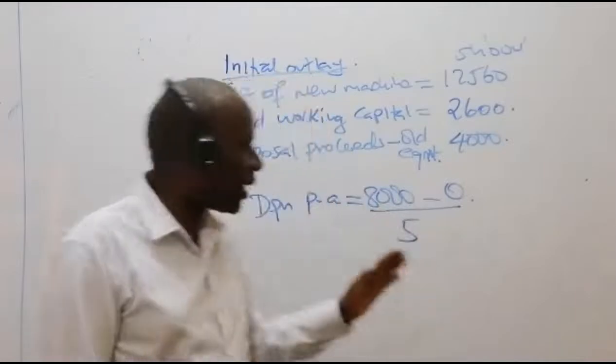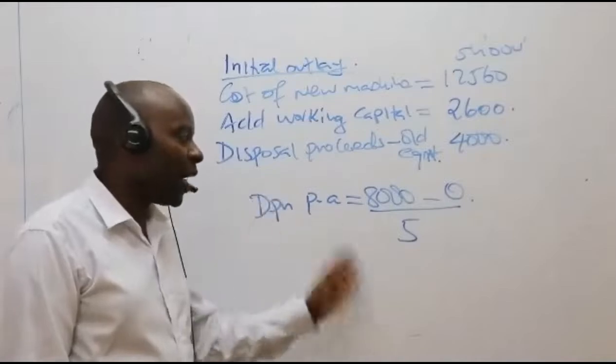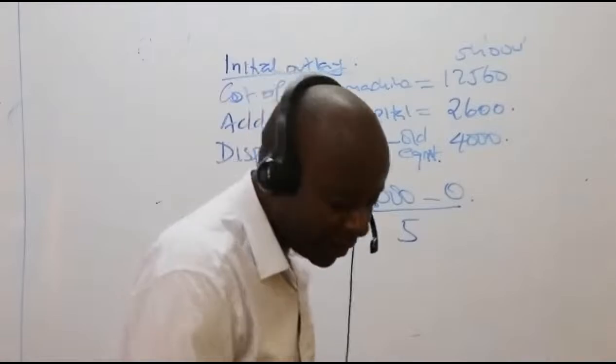But initially, this is where we are. Remember, we are making this estimation initially. So 8,000 minus 0 divided by 5. This will give me what figure? 1,600.